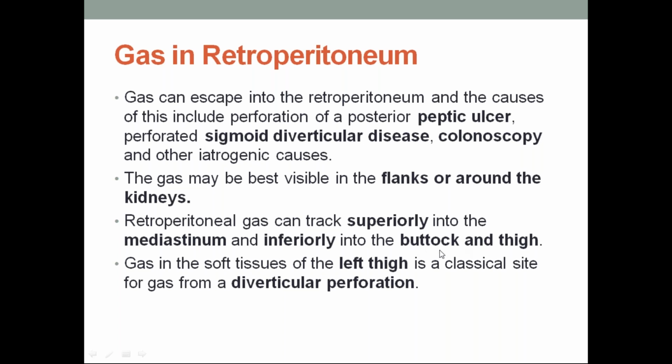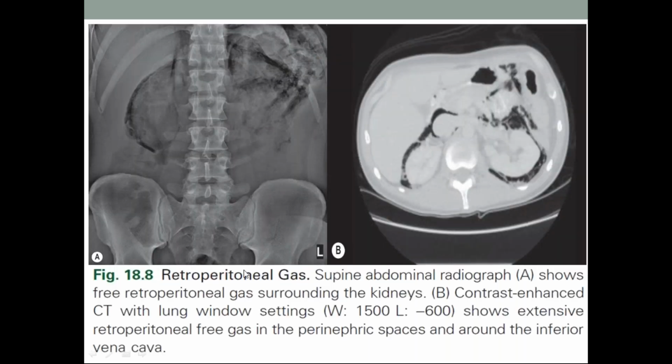See the pattern of how it goes. Gas in the soft tissues of the left thigh is a classical site for the gas of a diverticular perforation. This is the case of retroperitoneal gas.